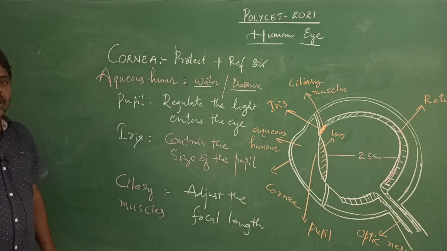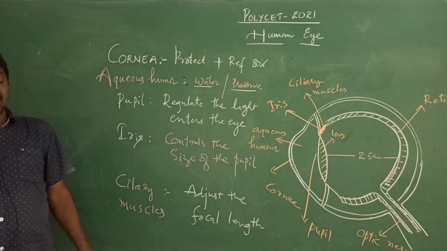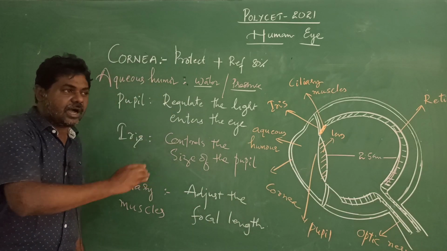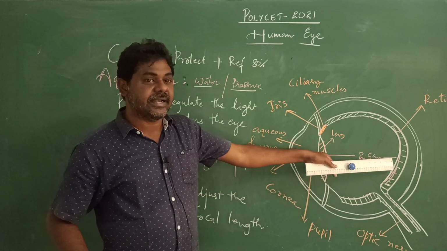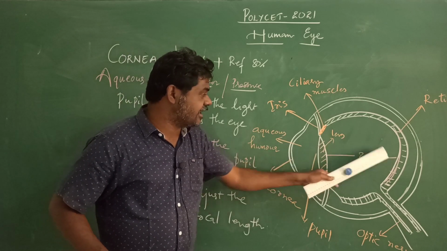Wherever the person is, however far away or close the object is, the final image should be formed on the retina. So the image distance is always constant.